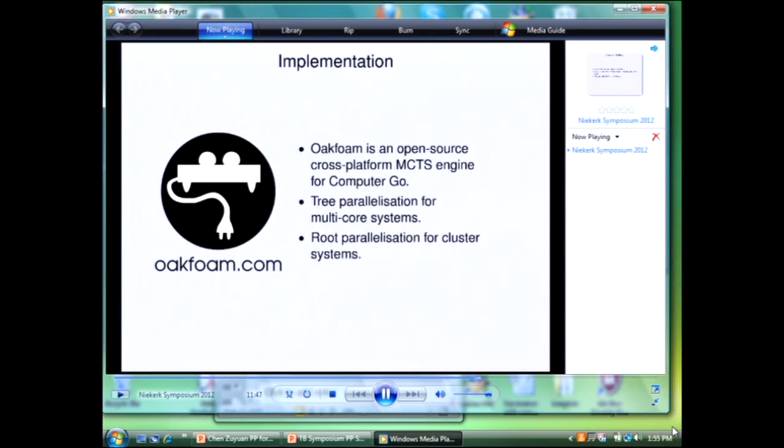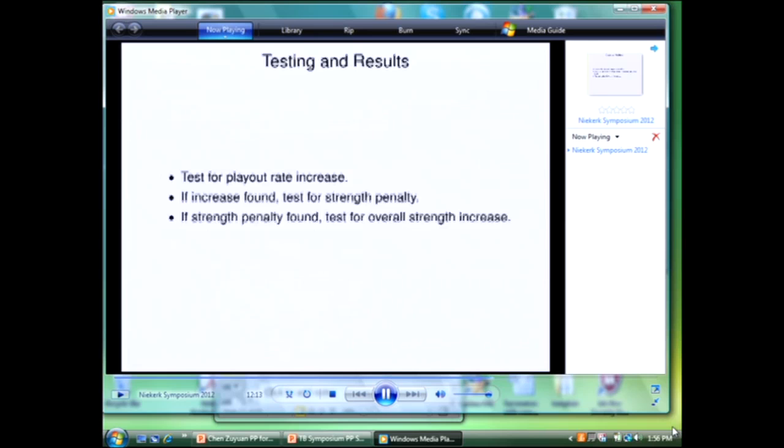OakFoam is an open-source, cross-platform MCTS engine for Computer Go, developed mainly at Stellenbosch University. It has parallelization implementations for both multi-core and cluster systems. For multi-core systems, tree parallelization is used, while for cluster systems, root parallelization is used. Both of these parallelization approaches were chosen in the view that they would scale the best on the available hardware.